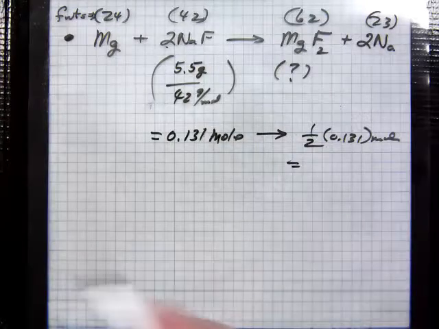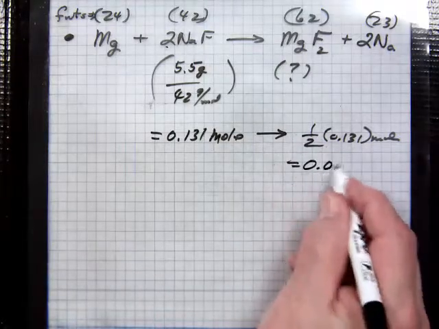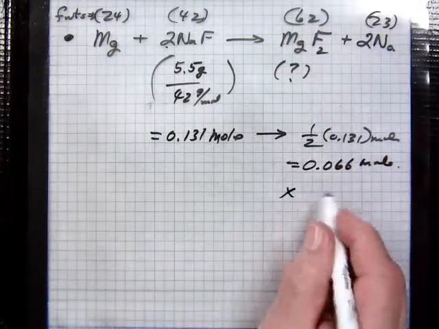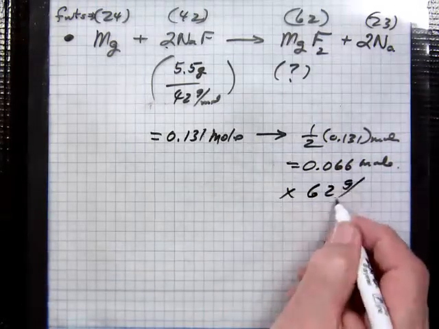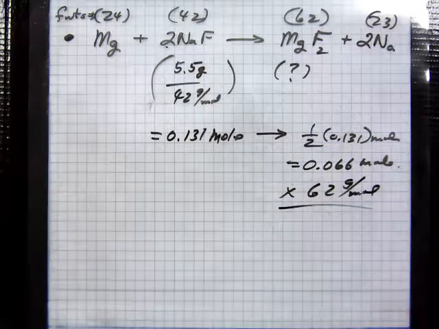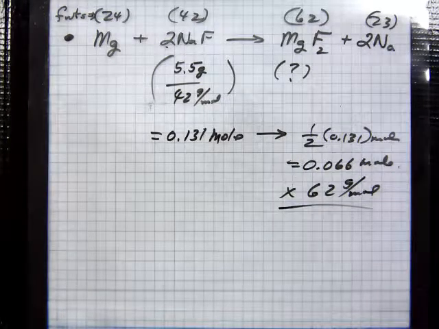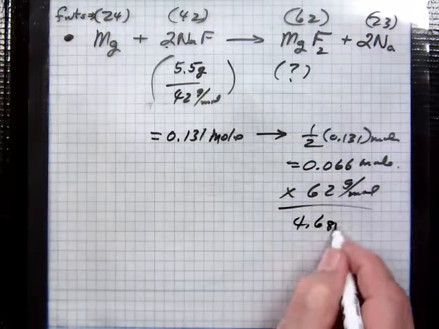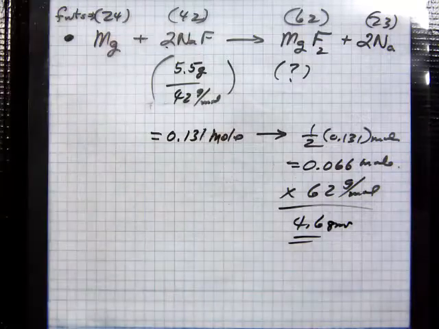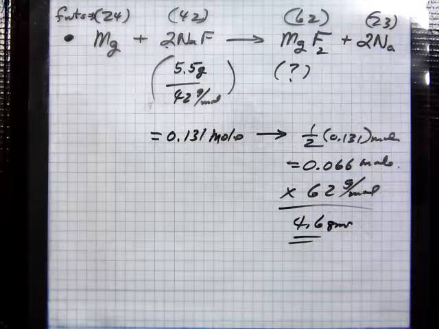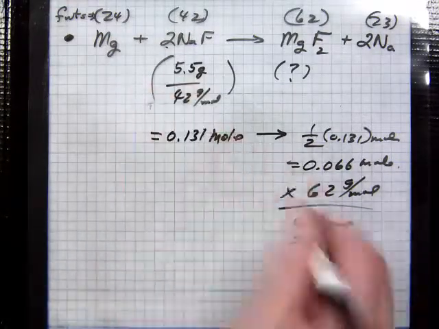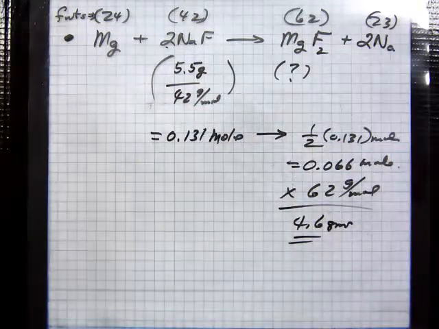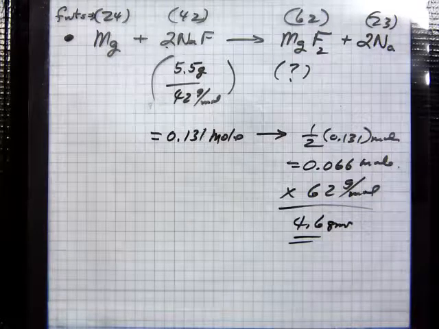0.65. 0.6. And if they want to know grams, multiply times formula weight. And I get 4.6. See, it's a smaller number even when you look at the gram thing, but you can't go by that. But the mole number has to come out smaller. Gram number may come out bigger because the elements involved have higher formula weight.